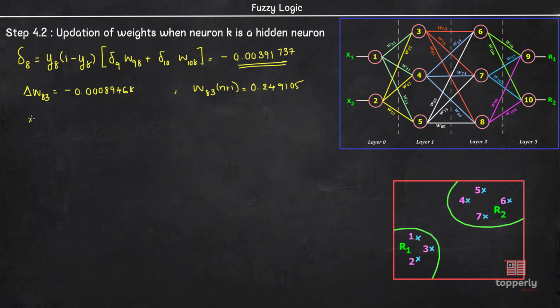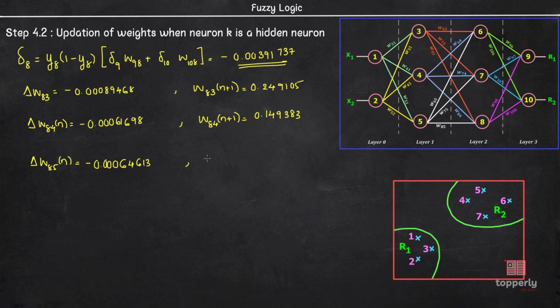0.249105. Similarly, delta W84 of n is equal to minus 0.00061698, and W84 of n plus 1 is equal to 0.149383, and delta W85 of n is equal to minus 0.00064613, and W85 of n plus 1 is equal to 0.599353. Now let's calculate the weights between layer 0 and layer 1.